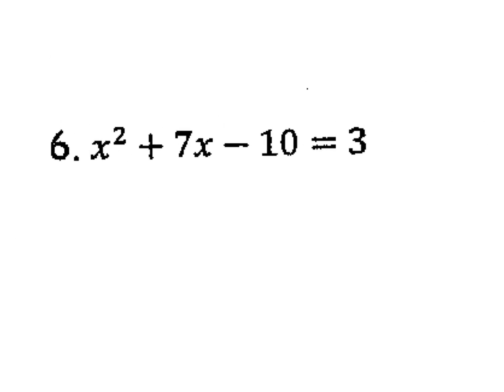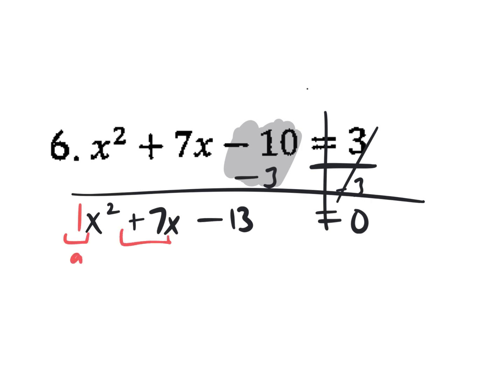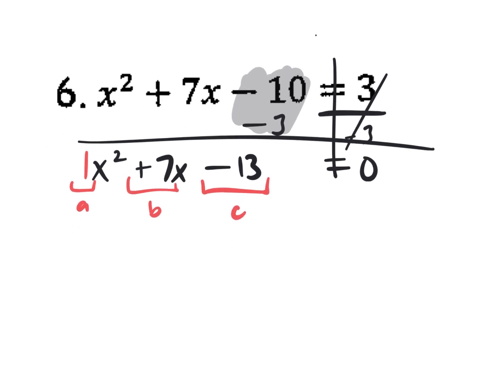Lastly, number 6, every other problem has been equal to 0. This is the only problem that is not equal to 0. It's equal to 3. So first thing I need to do is subtract 3 from both sides to get it equal to 0 to find my a, b's, and c's. So I'll have x squared plus 7x. And then we're going to combine these two together. Negative 10 minus 3 would give me negative 13. That equals 0. So now your a value is 1, your b value is 7, and your c value is negative 13. These are the numbers you're going to use, not the numbers up above from your first problem, because it has to be equal to 0 first.